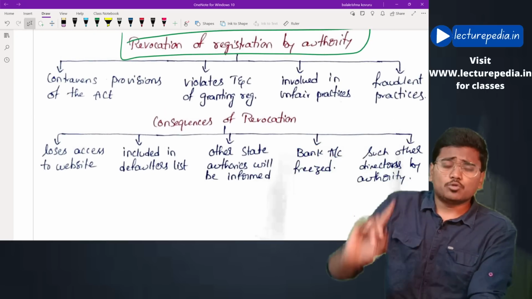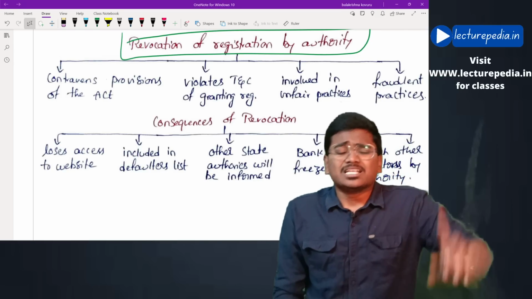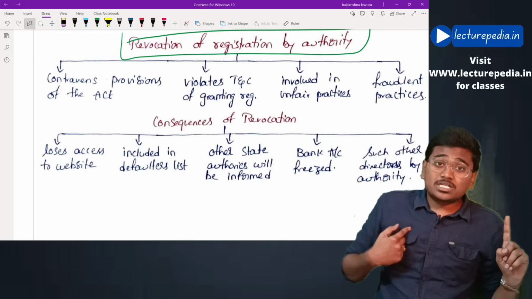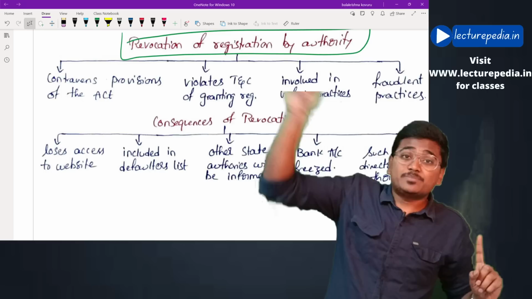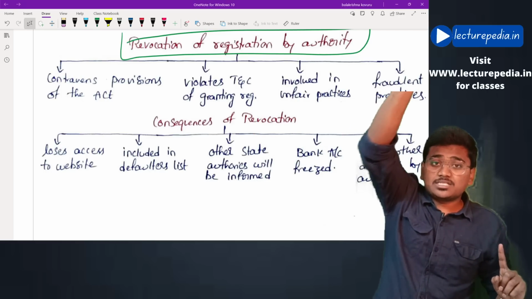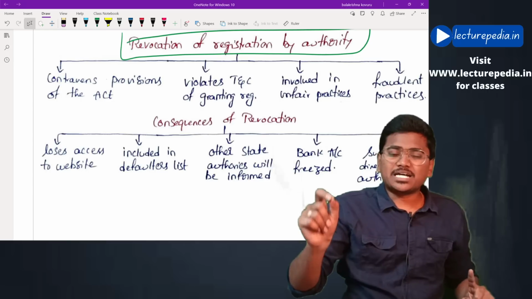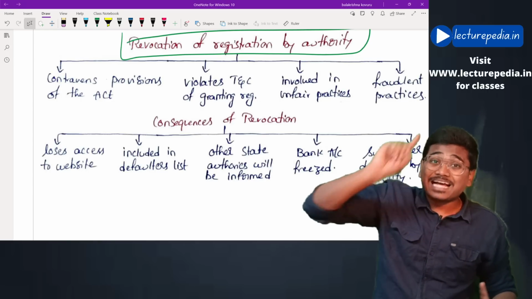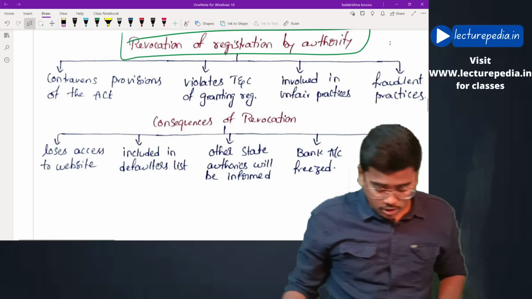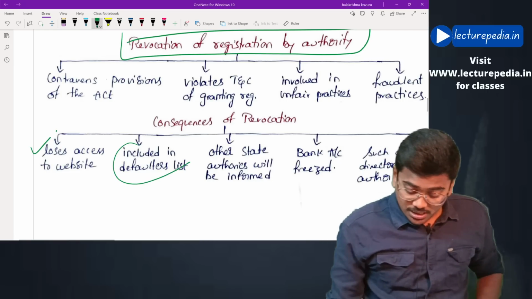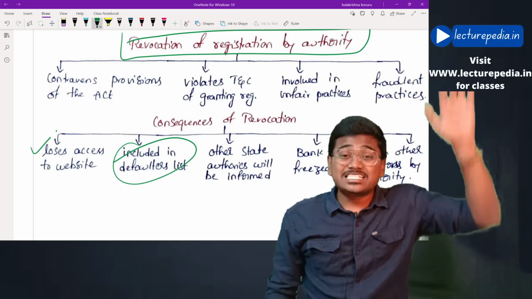Next, consequences of revocation. Once the authority revokes the registration, what will be the consequences? The first consequence is that the promoter will lose access to the website of the authority. At the time of registration, the authority had given the user ID and password to the promoter. That access will be lost. That is the first consequence. Next, the name of the promoter will be included in the list of defaulters.